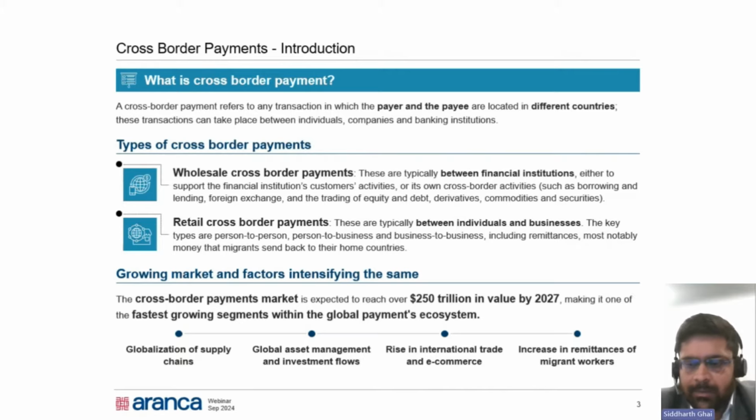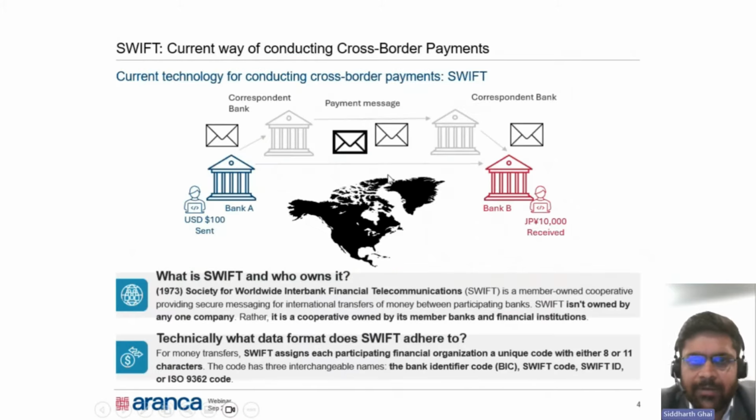So I'll talk about the current way of doing cross-border payments. Currently, SWIFT is a mechanism that is utilized to do the cross-border payment. So what is SWIFT? SWIFT refers to Society for Worldwide Interbank Financial Telecommunications. It is a member-owned cooperative that provides secure messaging for international transfers of money between participating banks.